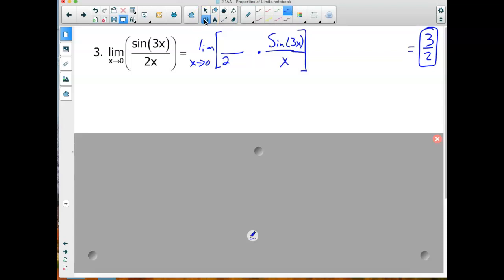And then I would look at it and say, okay, wait. That's sine 3x over x. I need them to match, so I need it times 3. And 3 over 3 is going to give me that. So now I take the limit of the constant times the limit as x goes to 0 of sine 3x over 3x. That's 1. Winner, winner, chicken dinner.